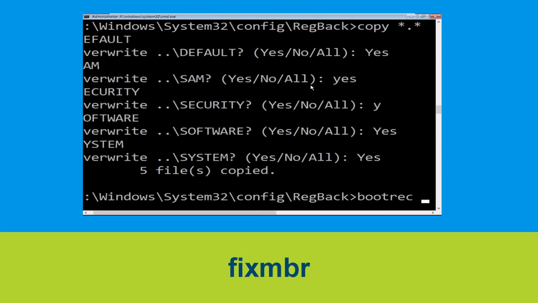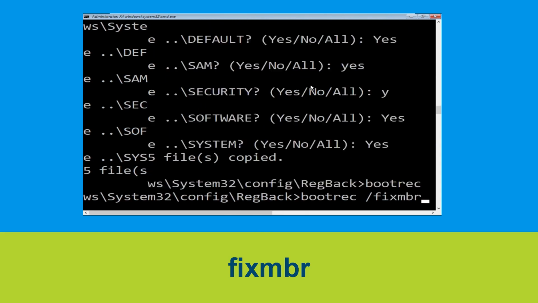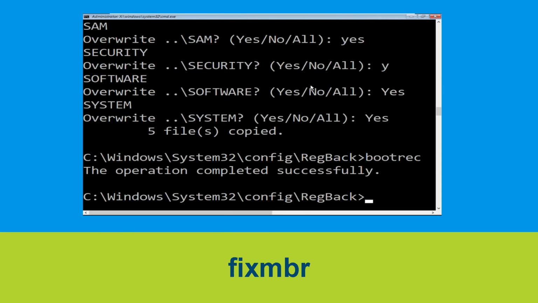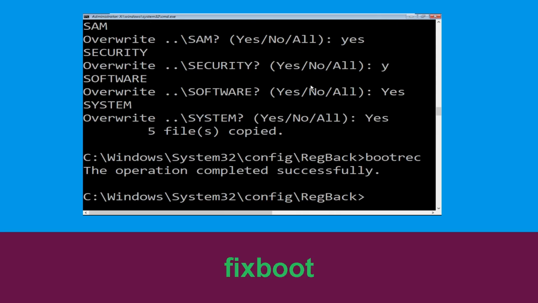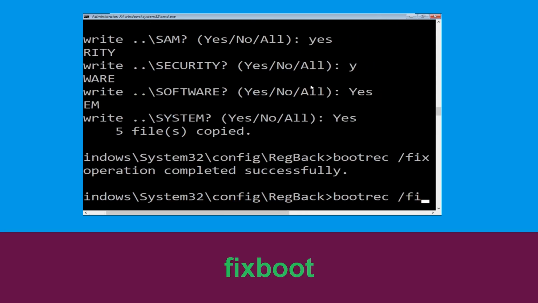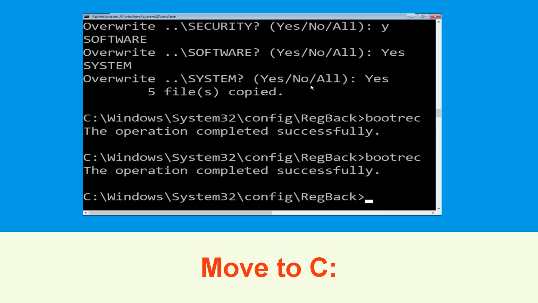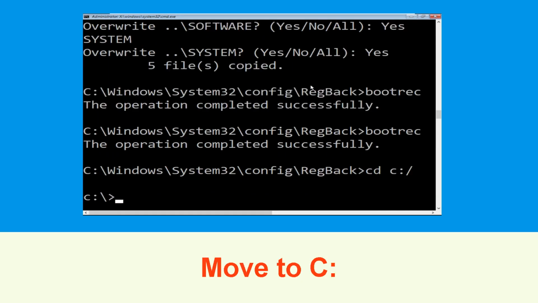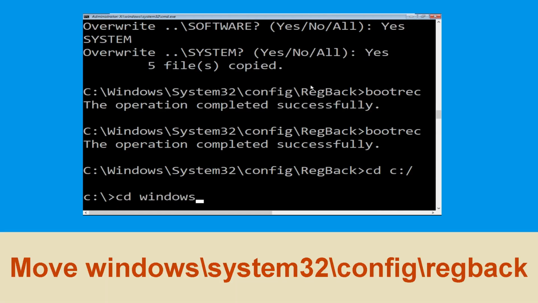Type in bootrec space /fixmbr and hit enter to execute the command. Type bootrec space /fixboot and hit enter. Now type in cd space c:/ and simply hit enter to execute the command. Now type cd space windows/system32/config/regback and hit enter to execute.